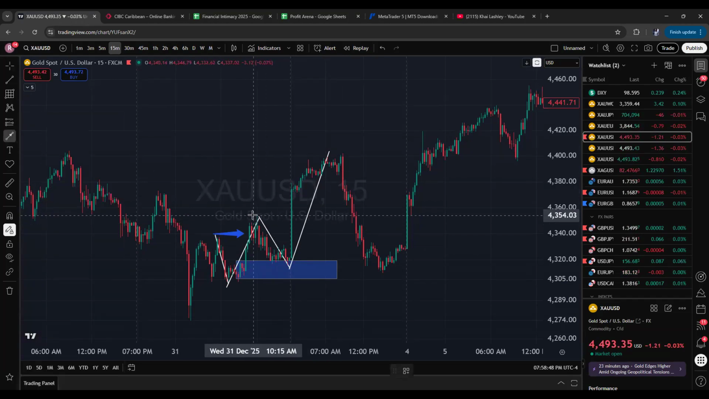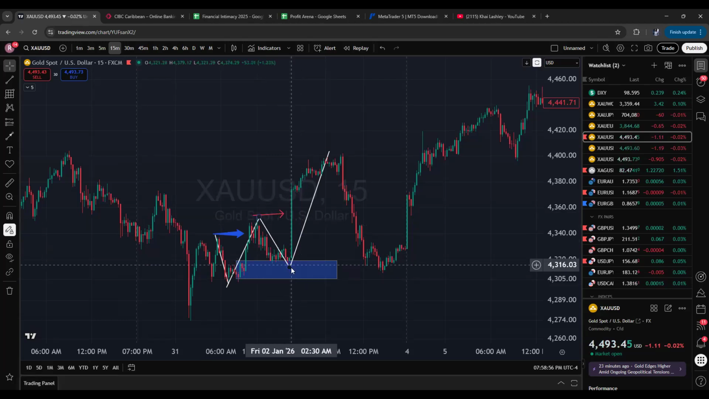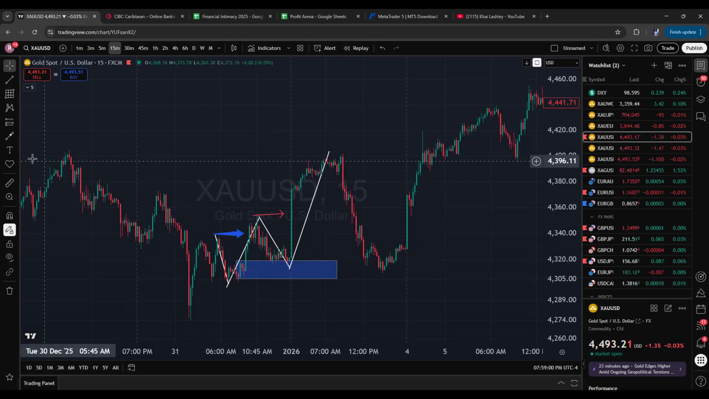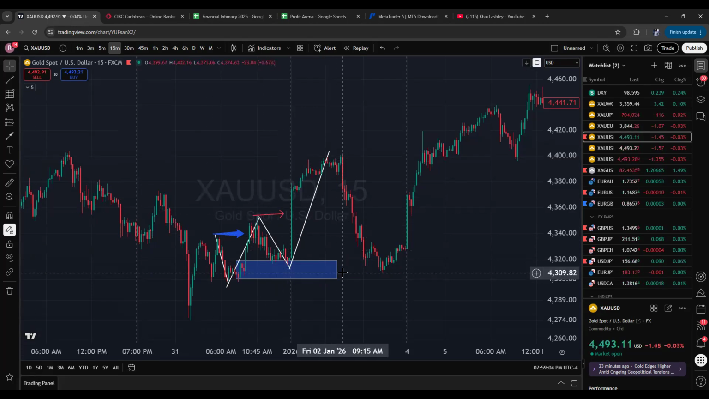Let's use a smaller arrow. Yes. Okay, good. We got the break here, right? Price broke above this high. We got the break here. Great. So now, next question. What's the next question? We established direction.